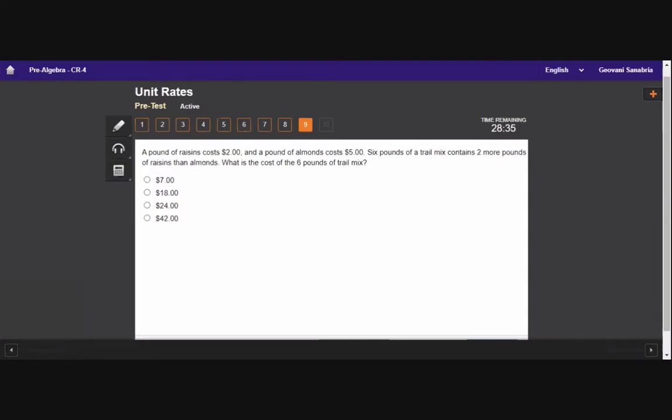True. What would that be? Like we could figure it out. 7 times 6 would be 42. 6 pounds of trail mix contain 2 more pounds. It costs $2.